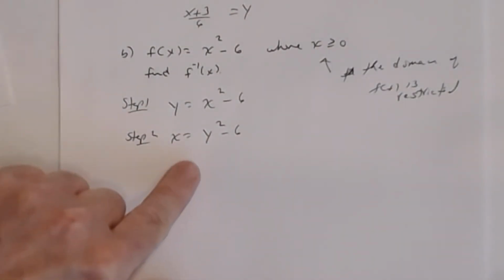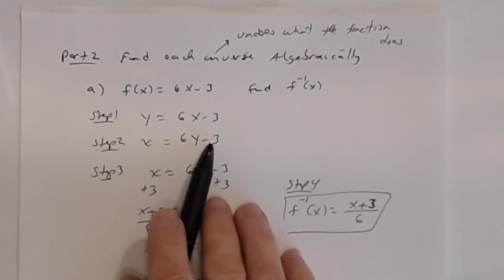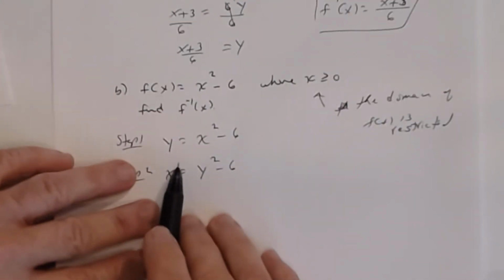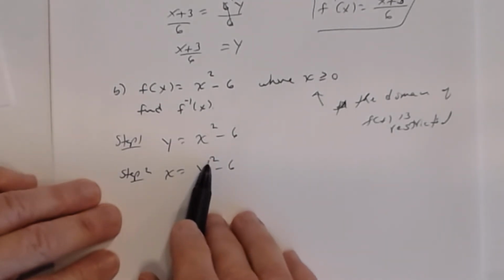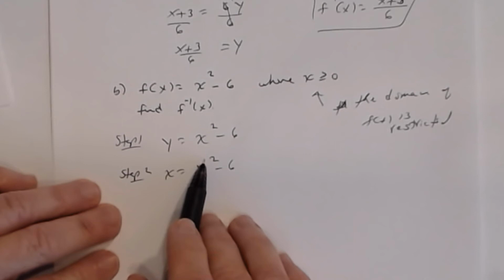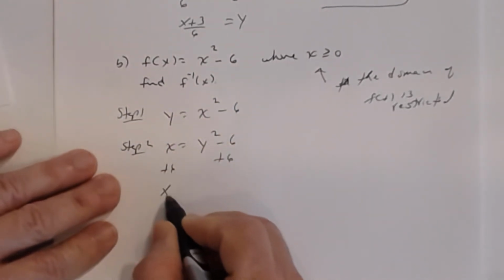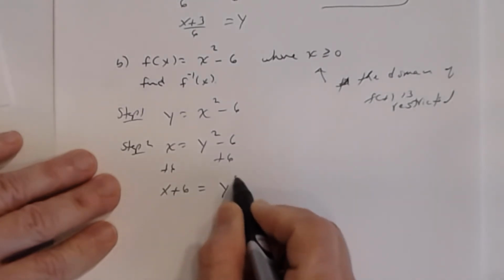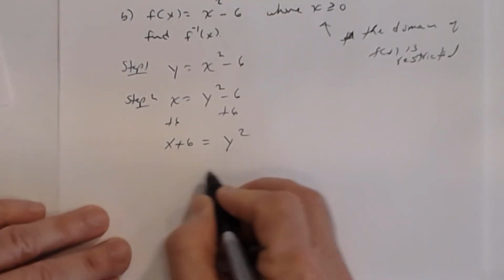Now notice this, in the previous problem you had a linear situation. Here, you have a quadratic. All right, so we're going to get y by itself. At some point, I'm going to have to take the square root of both sides. You're squaring y, so I'm going to add 6 to both sides. So I get x plus 6 equals y squared. All right, now be a little bit careful with this. So let me go ahead and rewrite this over.